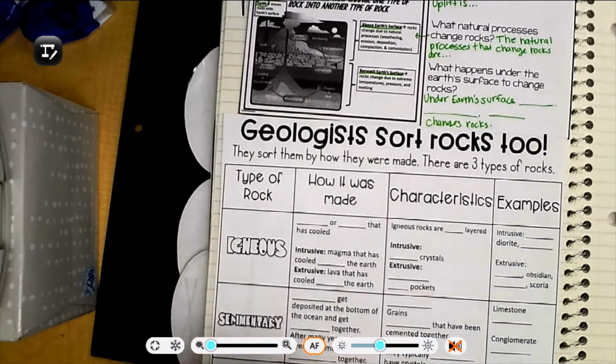Geologists sort rocks too. Per usual, my alarm went off.